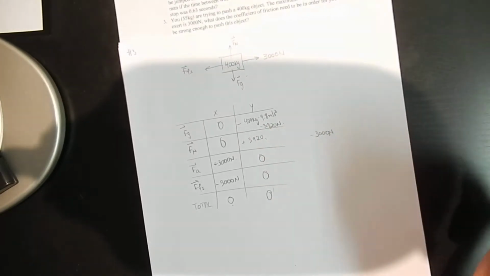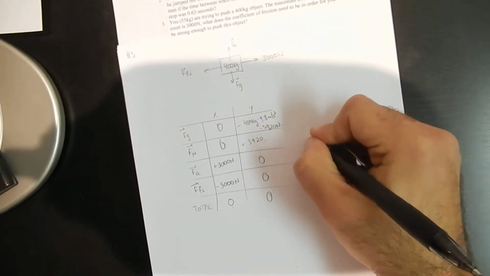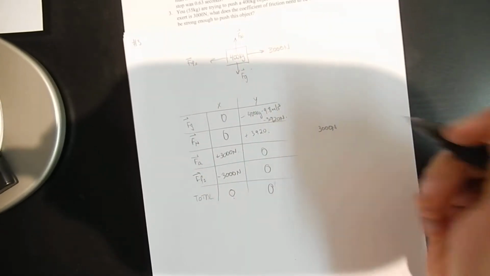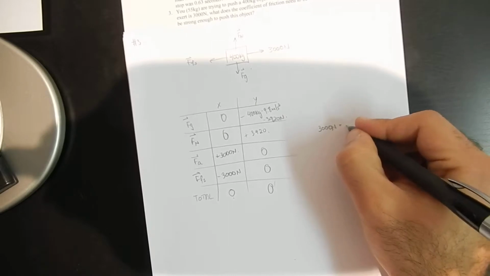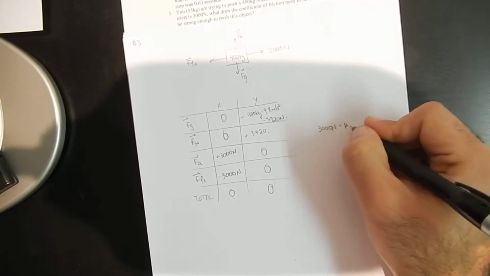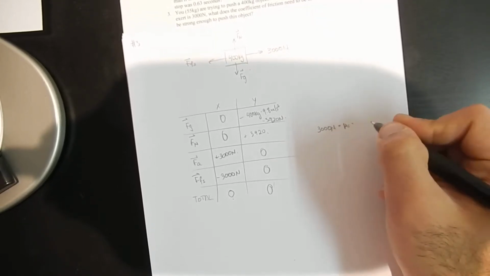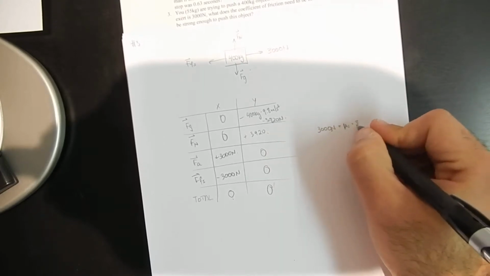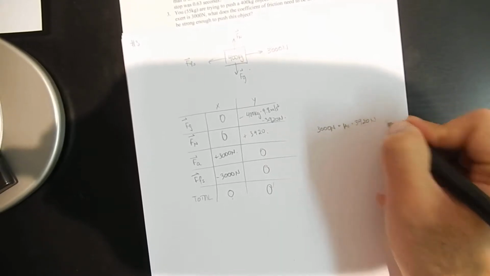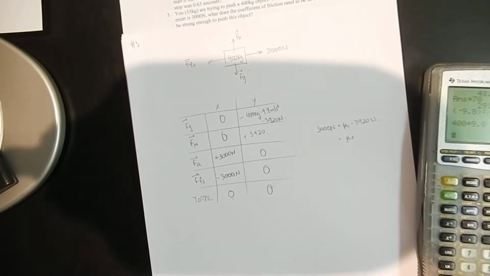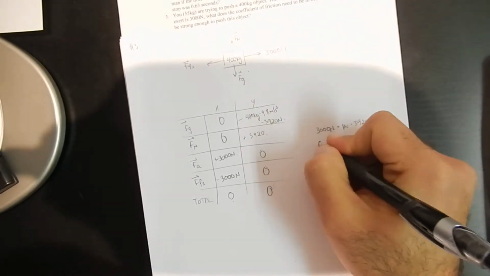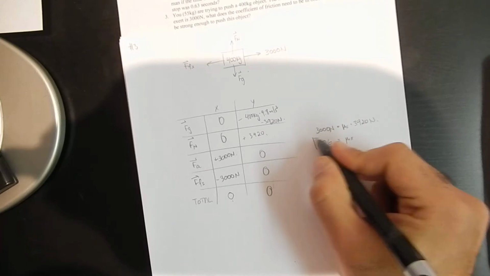So if I needed to have at least 3,000 newtons, and because I'm calculating the coefficient of friction, I don't need my signs anymore. I know that 3,000 newtons is equal to the coefficient of static friction times the normal force, which is 3,920 newtons. And therefore, the coefficient of static friction is equal to 0.76. And there's my answer for number 3.